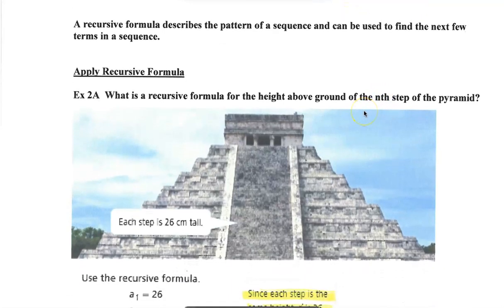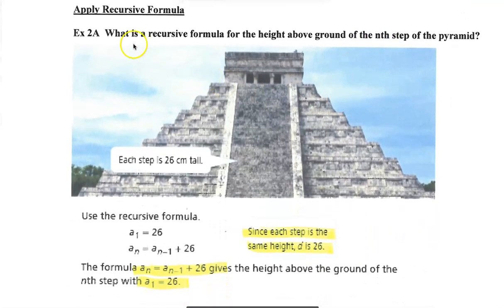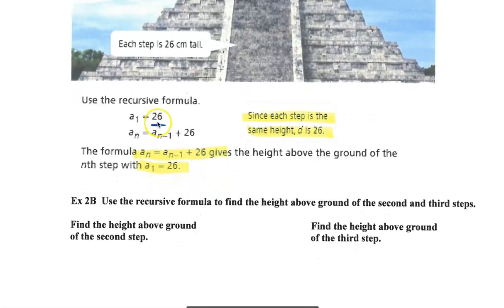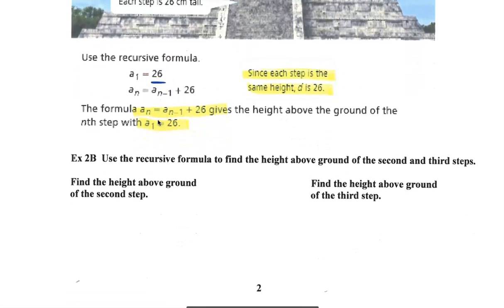So let's do an example. What is a recursive formula for the height above ground of the nth step of this pyramid? Each step is 26 inches tall. So the first step, since they're all 26 inches tall, would be 26 inches. And then if I want to find the next step, I'm just going to add 26 inches to that step. This is called a recursive function.